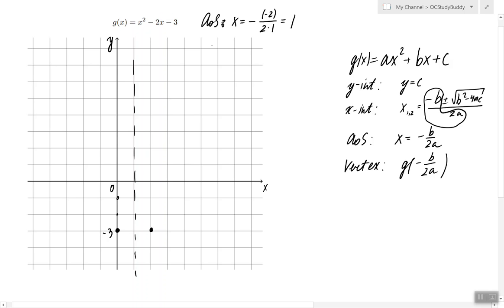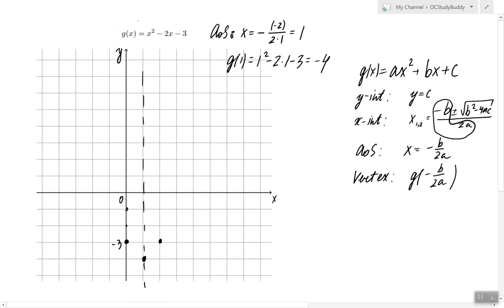One thing that we still have to find is the value of the function at 1, that will give us the y-coordinate of the vertex. So 1 minus 2 minus 3 is -4. So the y-coordinate is -4.